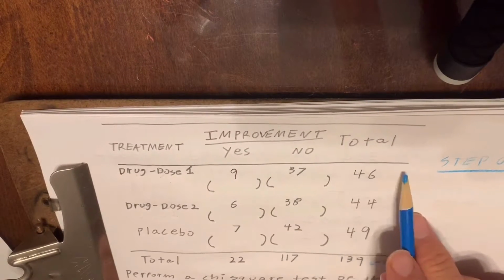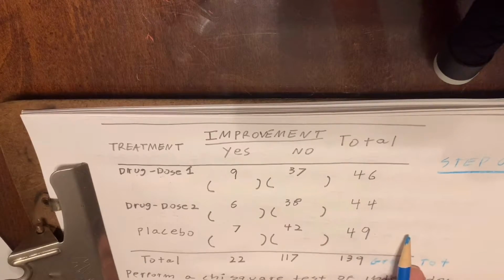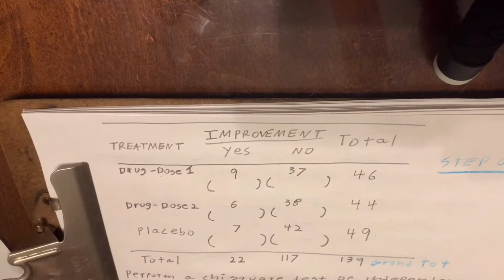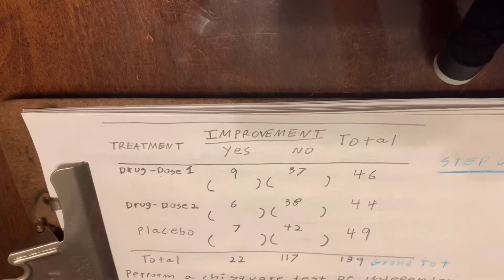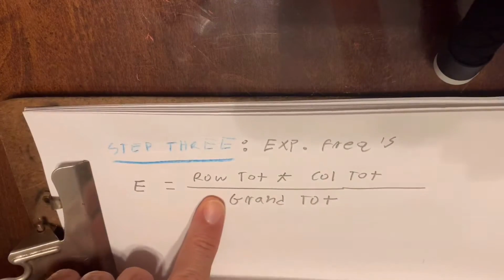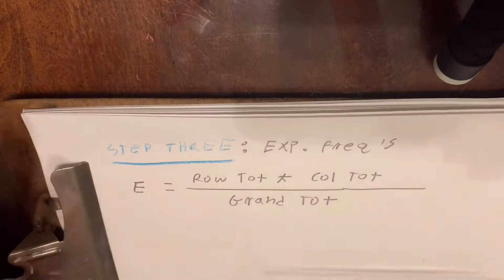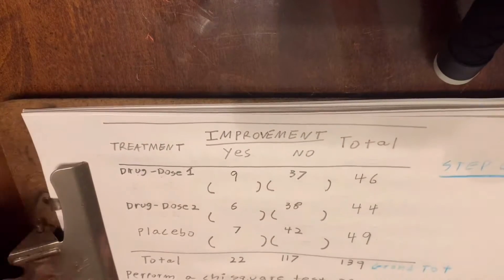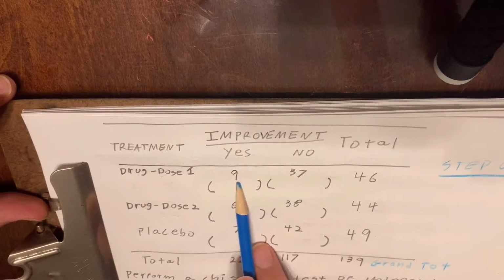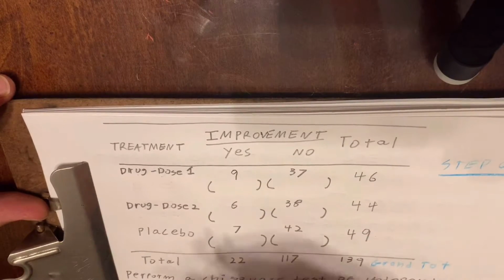And this is the first row total, second row total, third row total. First column total, second column total, grand total. So I want to show you how to apply this formula here. The row total times column total over grand total, that's your expected frequency. So I want to show you how to get this expected frequency here.